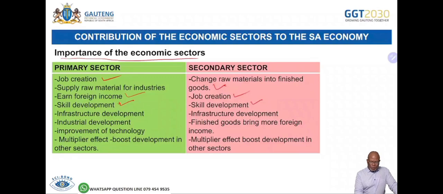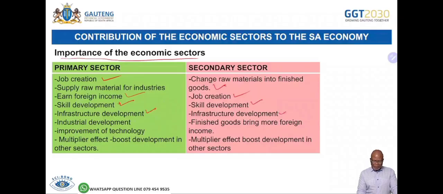So for you to be able to transport the raw material from the farm or from wherever you're producing them to an industry, you need roads, which is infrastructure development. And for you to be able to take the finished goods to the market, you need infrastructure. So you have infrastructure development on both sides.